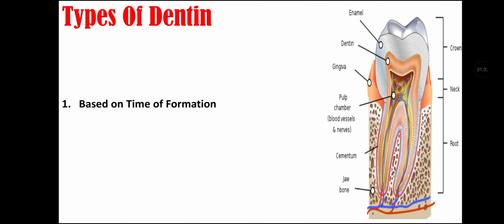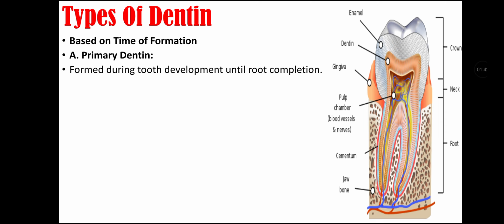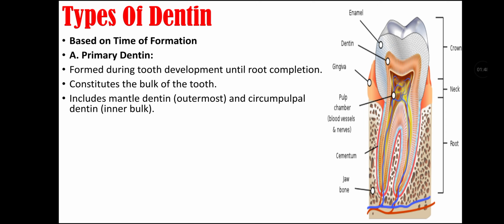Types of dentin. It is divided based on time of formation and on the basis of location. Types of dentin based on time of formation. There is primary dentin that is formed during tooth development until root completion. It constitutes the bulk of the tooth. It includes mantle dentin, that is outermost dentin, and circumpulpal dentin, that is inner bulk of the dentin.